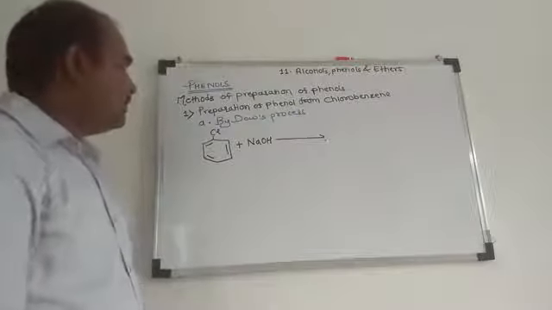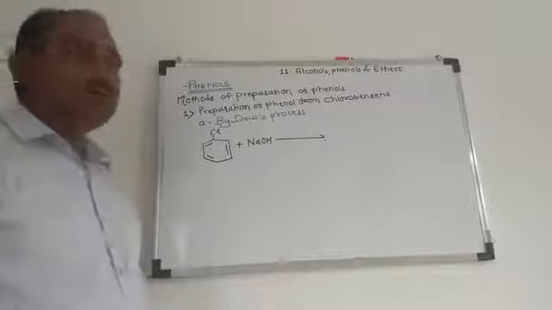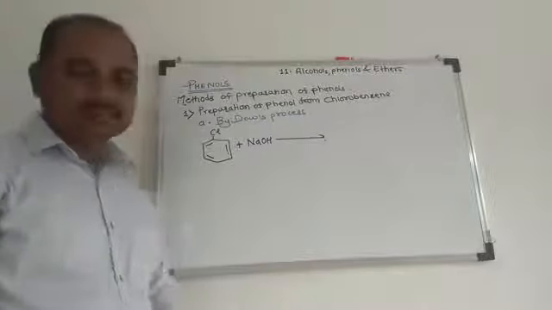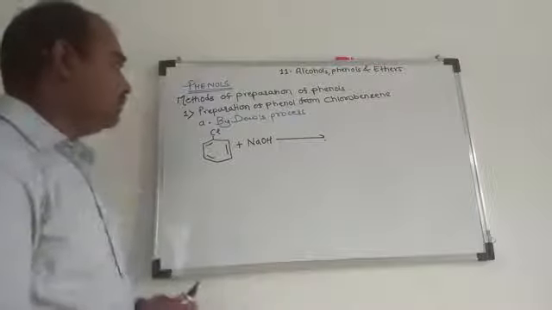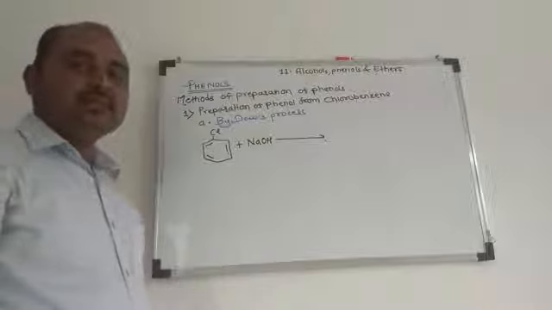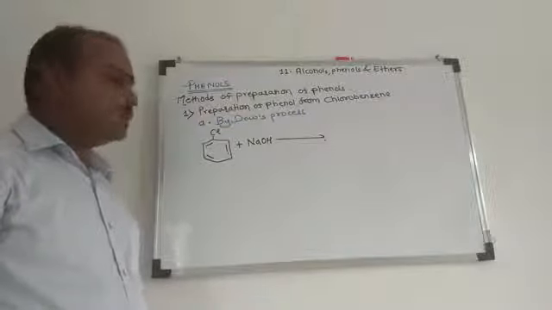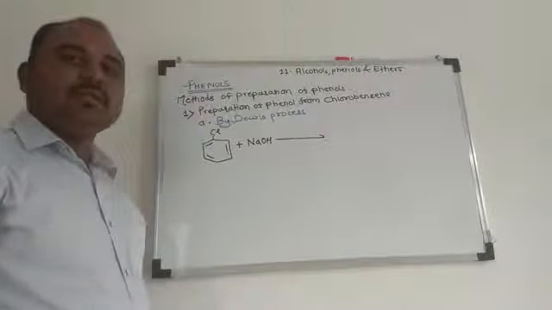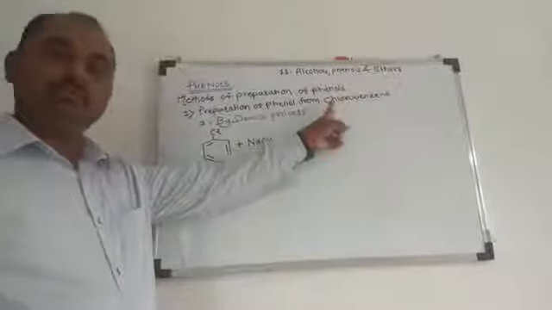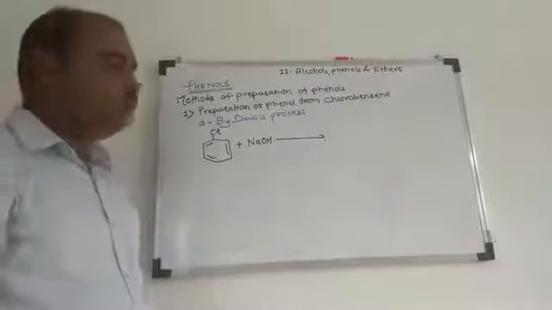Okay, so today we are going to discuss methods of preparation of phenols, how phenols could be prepared. Phenols could be prepared by using four methods. First is preparation of phenols from chlorobenzene, that we are going to discuss right now.